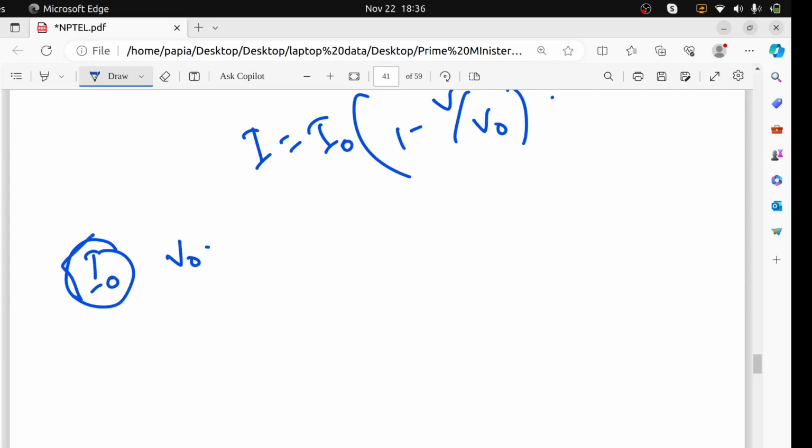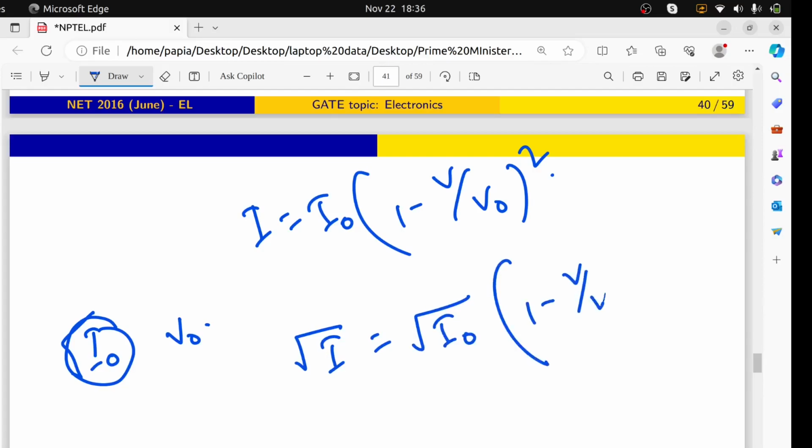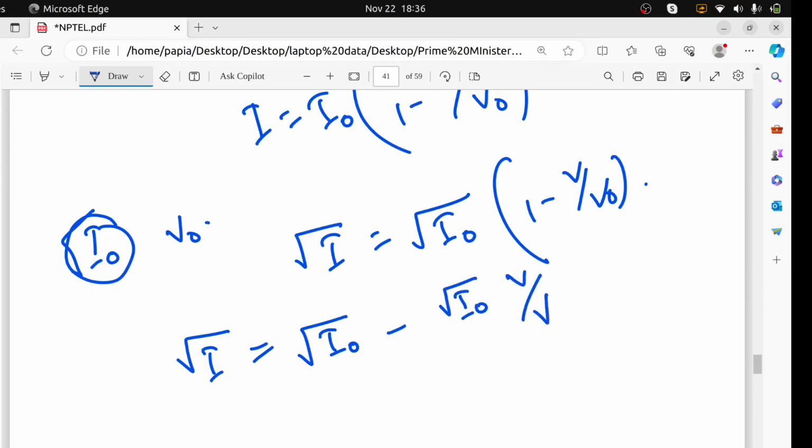So they are asking to find I0 and V0, basically root over I0 and V0. So what we will do? First of all, you can see this expression. Root over I equals root over I0 (1 minus V by V0). Simple. Now root over I equals root over I0 minus root over I0 V by V0. Right? I can write like that.